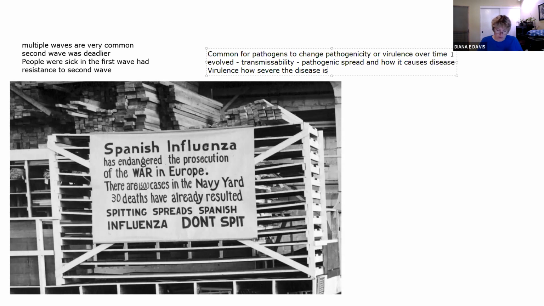So the 1918 flu strain probably started infecting people in the winter of 1917 to 1918. As it was passed from person to person, it increased in pathogenicity. And then the second wave increased in virulence.